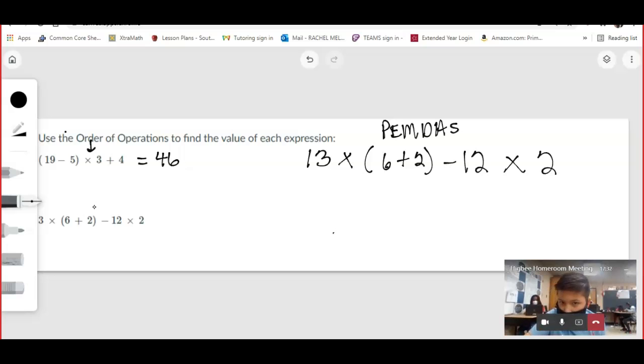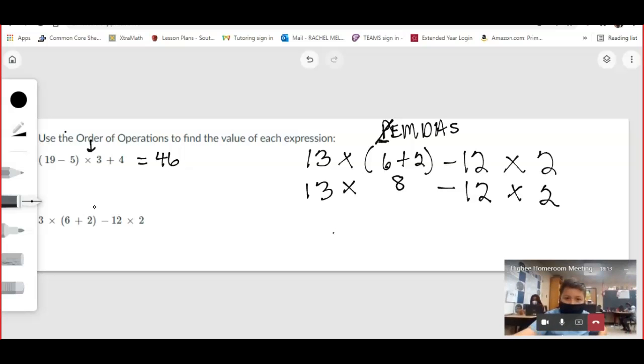What always comes first? Parentheses. In this case, what operation is in the parentheses? 6 plus 2. Addition. Again, it does not matter what operation. If it's in the parentheses, it comes first. So what is 6 plus 2? 8. Now I have to rewrite what I did not use. I did not use the 13 or the multiplication symbol. I did not use subtraction, 12, multiplication, or 2.